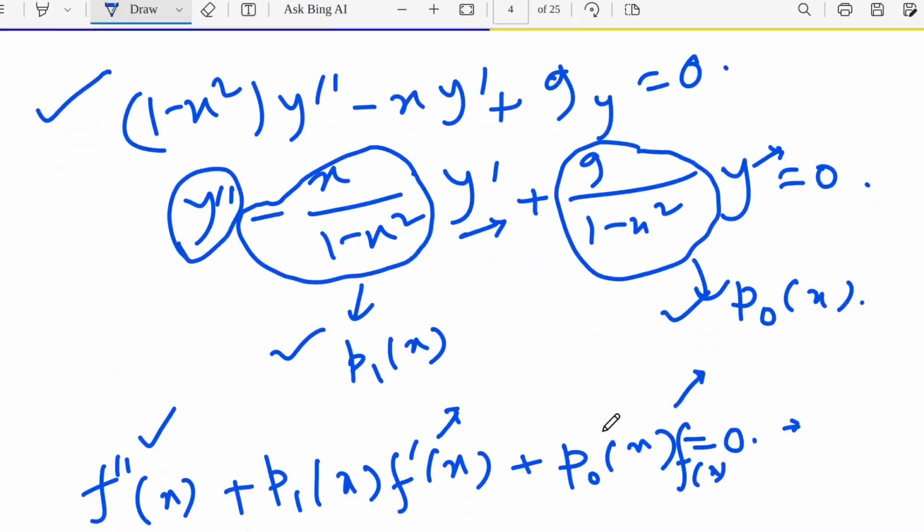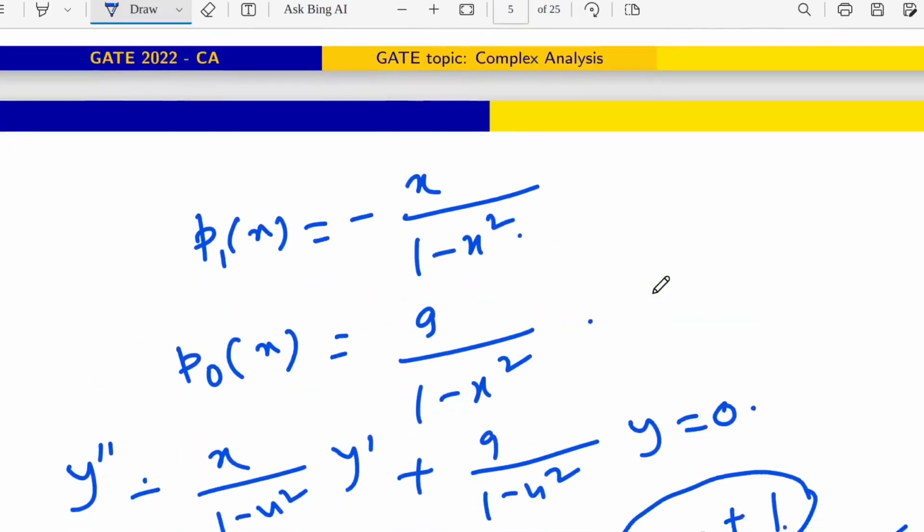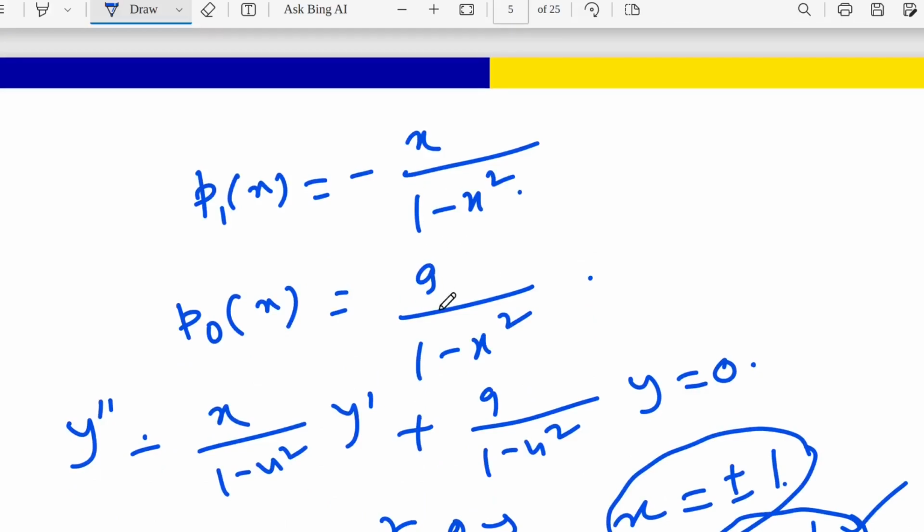So what is p1(x) and p0(x) in that question? If I compare these two, then we can see our p1(x) is minus x by (1 minus x squared) and p0(x) is 9 by (1 minus x squared). I have written here explicitly p1(x) and p0(x).